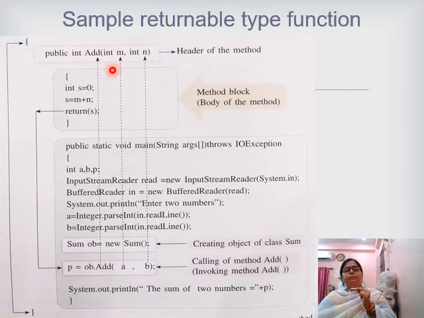Now we will take an example of a returnable function type in which we are going to return a value. See, this is the header of a method, or we can say the prototype of a function. We have used the access specifier, then for returnable we have used the data type, int add. Here is the parameter list, int m, int n. Int s is equal to 0, where we are going to do the sum m plus n, and we have written return s here. The return data type will be only the one that is in the function prototype.